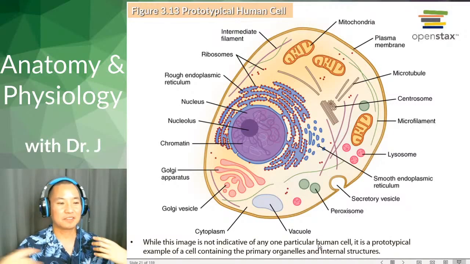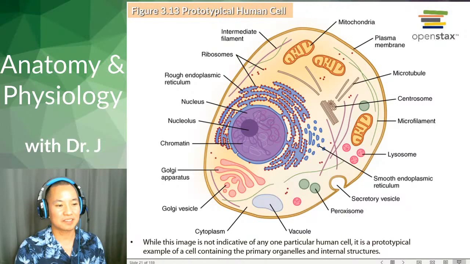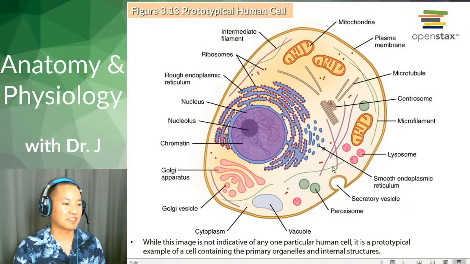If you look at any given cell in the human body, it probably won't look like this picture. But what is it showing you? It's just showing you all the possible types of organelles and substructures you can find within a cell. So again, a cell won't typically look like this in your body, but it's just showing you all the basic organs of the cells, aka the organelles.